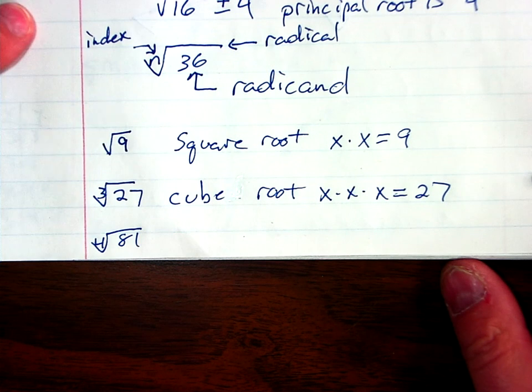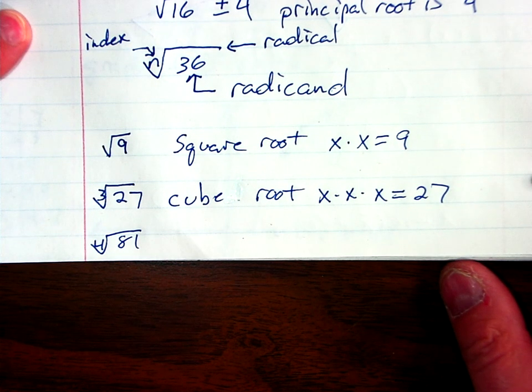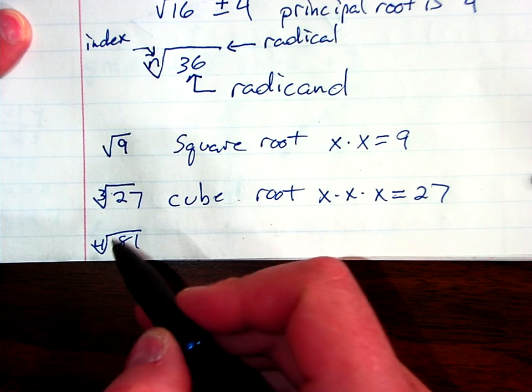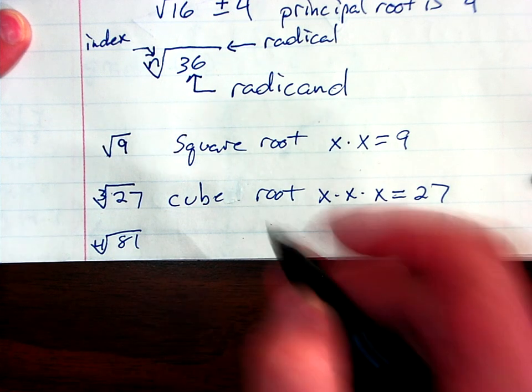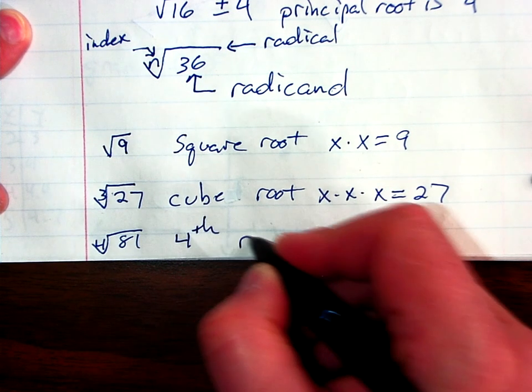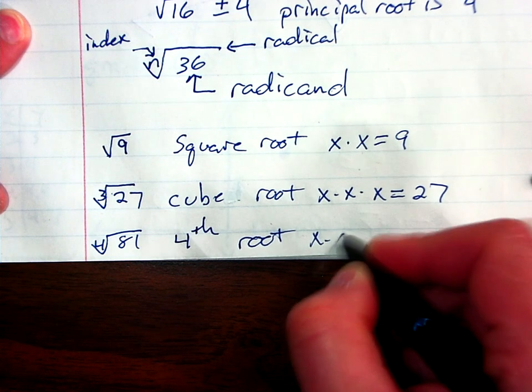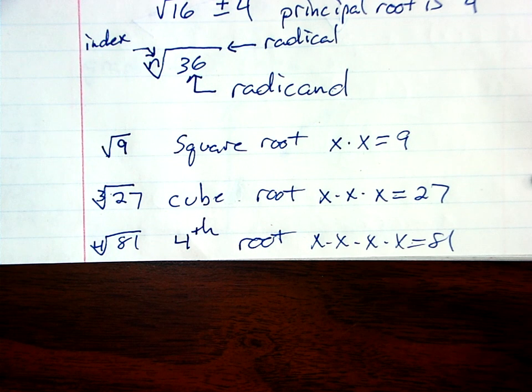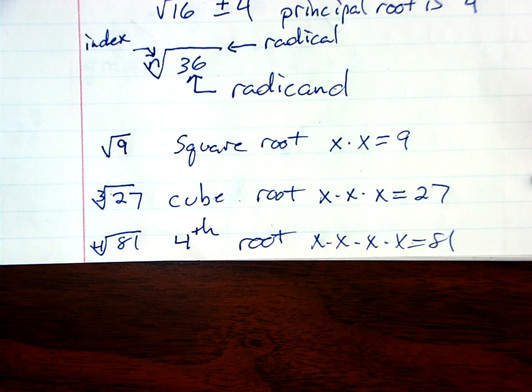That's a 3. That's a 4. 81. It's 81. All right, so this would just be called the fourth root. So x times x times x times x equals 81. What number times itself 4 times equals 81? That's all it's asking. Yes, it would be 3. All of those would be 3, by the way.